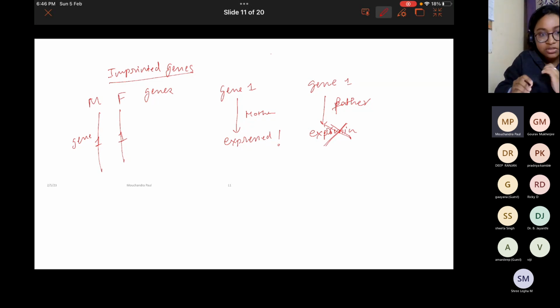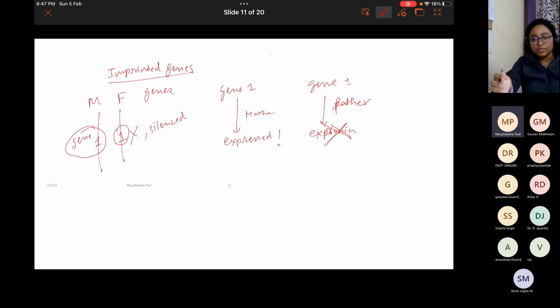Okay, now in the normal case the chromosome that's coming from the father also has gene 1, but it is either deleted, or if it is present it is silenced. Various non-coding RNAs can do this silencing. So they can silence the copy of the gene from the father, the chromosome coming from the father. Only this one is expressed. Now, in imprinting disorders, what happens?